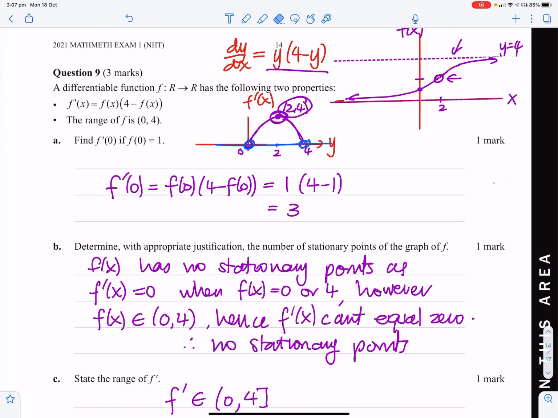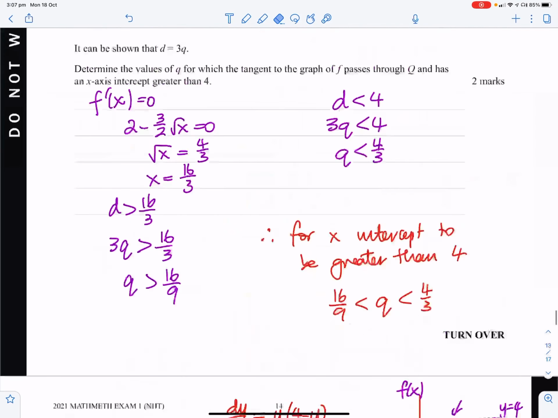Yeah, so if it was going to have stationary points, f dash of x would equal 0, and we would have y is equal to 0 or y is equal to 4, but we know y can't be 0 or 4 because it's not defined. The range is only between 0 and 4, but it doesn't include 0 or 4.